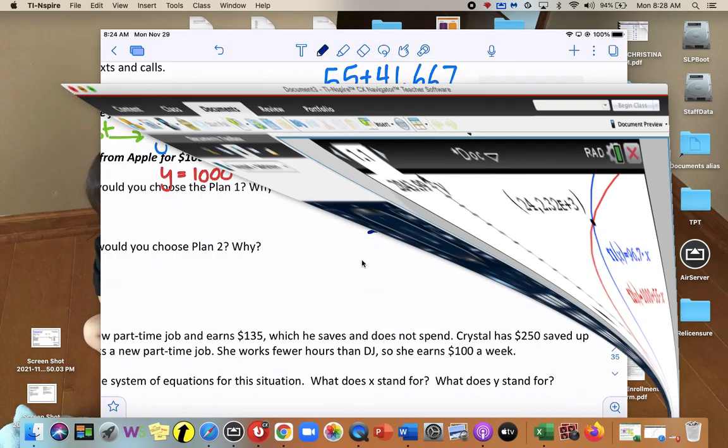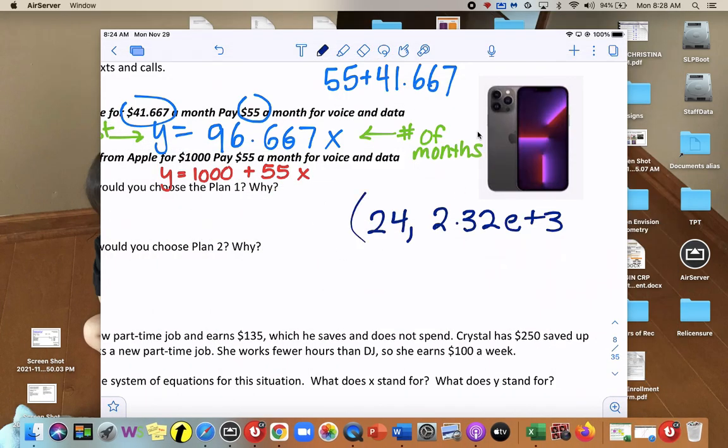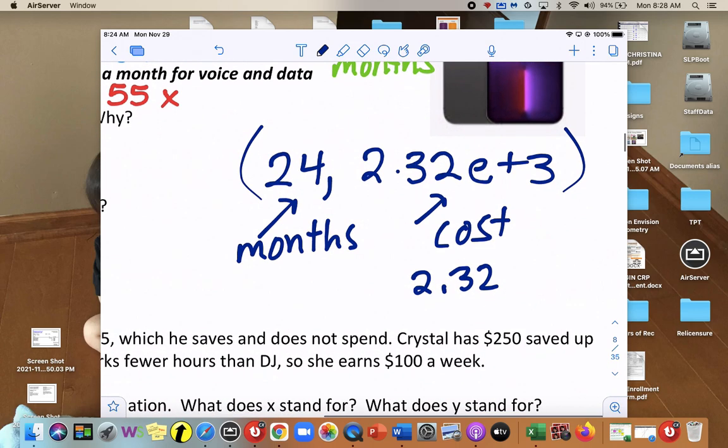So we will pop the graph back up. But here's what I got. Remember, input is number of months. Output was the cost. This is scientific notation. 2.32E3 means multiply it by 10 to the third power, which just means move the decimal place over 3 times. So if we do that, we can see that our cost right here is $2,320. So what this is saying is at 24 months, they'll cost the same, $2,320. So that's when they're tied.